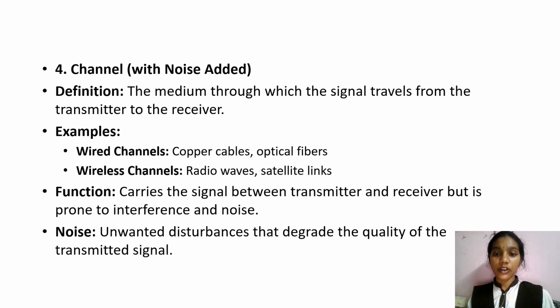And next one is the channel, with noise added. Definition: the medium through which the signal travels from the transmitter to the receiver. First one is a wired channel, and next one is a wireless channel. Wired channels: copper cables and optical fibers. Wireless: radio waves and satellite links. Function: carries the signal between the transmitter and receiver, but is prone to interference and noise. Noise is unwanted disturbance that degrades the quality of the transmitted signal. These are the channel with noise added.